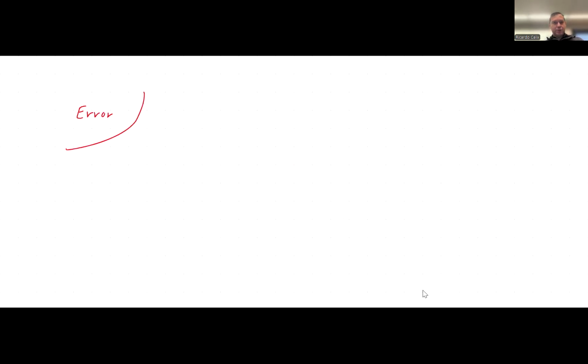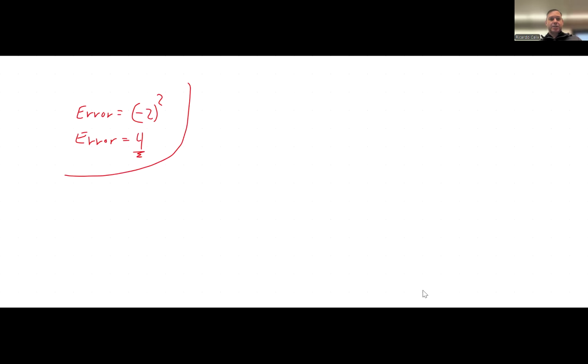It is -2 squared, which gives us 4. All right, here we are. That's our error. Now let's change the values a little bit, but the same equation.